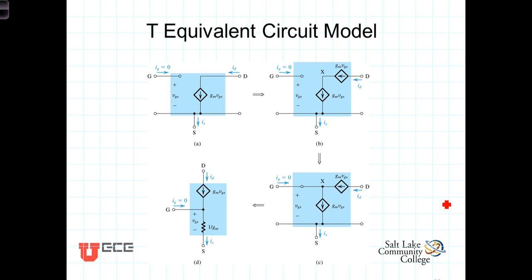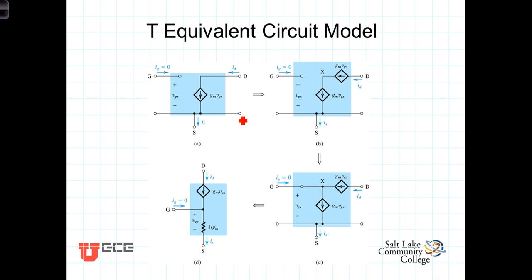The model we've already developed is sometimes known as the hybrid pi model. In its most general form, it has the R0 resistor in it. In this video, we're going to develop an alternative model that's equivalent to the hybrid pi model. This model is referred to as the T equivalent model.